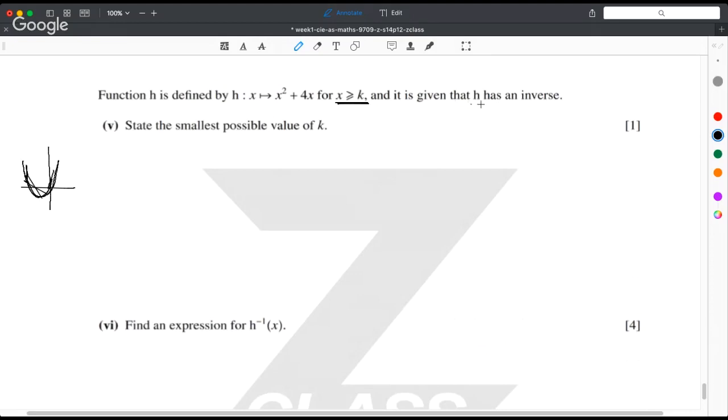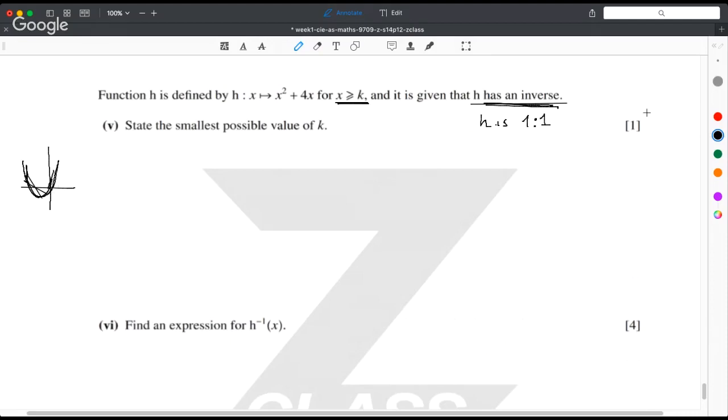So they tell us that h has an inverse. You've got to know that this means that h is 1 to 1. So that means that for every value of x, there is a single value of y, and for every value of y, there's a single value of x. Now, that's not true in general for a parabola, because if I told you that y was equal to 100, that could have come from an x equal to 10 or an x equal to minus 10. So you can't go backwards without ambiguity.